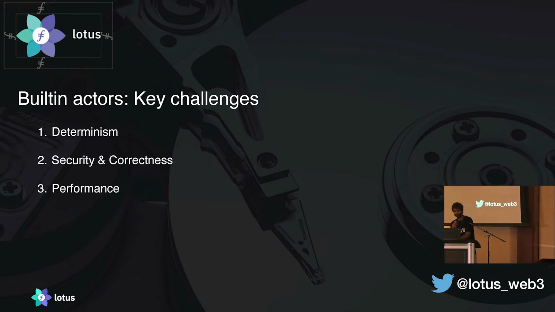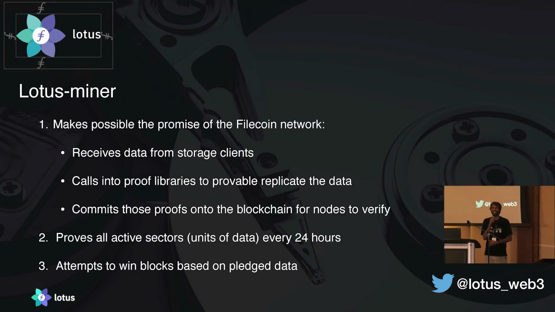Cool, we'll keep moving. The Lotus Miner is one of the most complex pieces of software that I've gotten to work on. The Lotus Miner really makes possible the promise of the Filecoin network. Again, bringing Filecoin as a product, Lotus Miner delivers that. So it receives data from storage clients that have already negotiated a deal. It receives that data, calls into our proofs libraries, which are written in Rust, in order to provably replicate the data, and then commits those proofs onto the blockchain for nodes to verify.